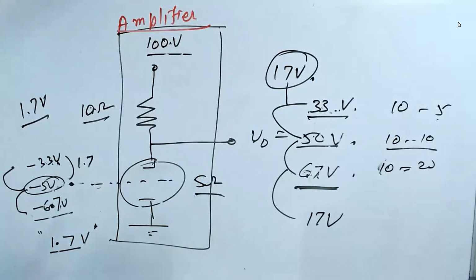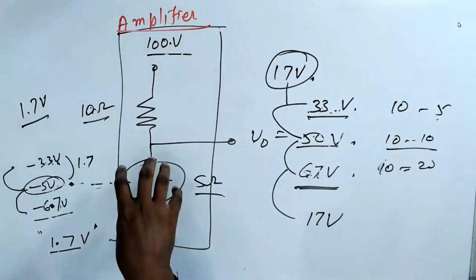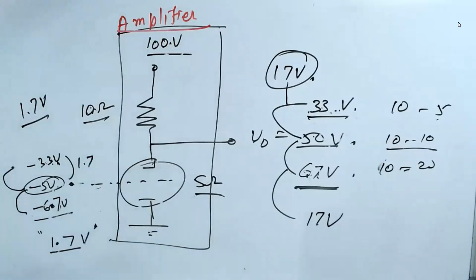How do we make it? An amplifier is nothing but a variable resistor. An amplifier is a variable resistor. What we do is we use this vacuum tube as a variable resistor. If it is clear, then fine. If it's not clear, let me know. Why is it not clear?